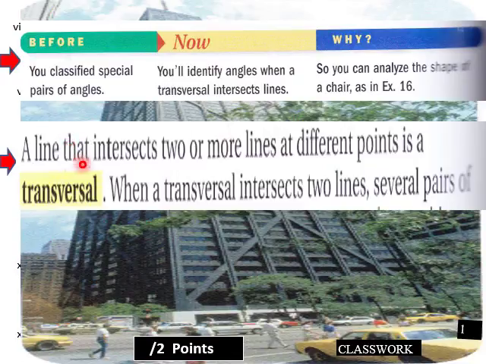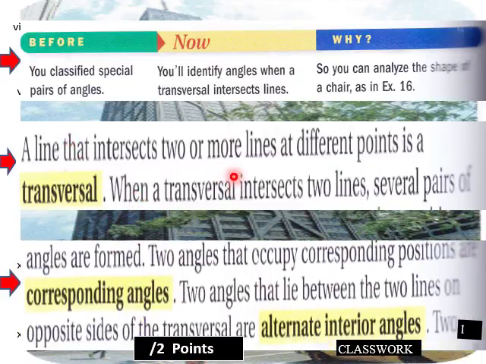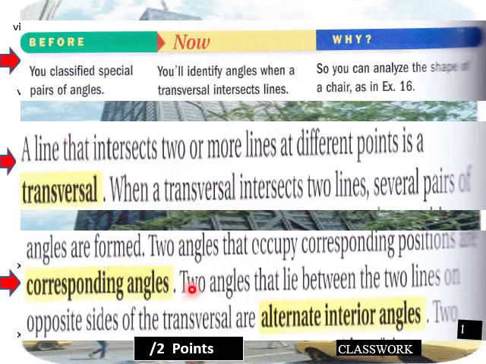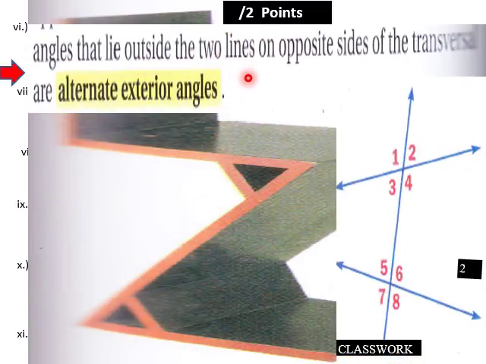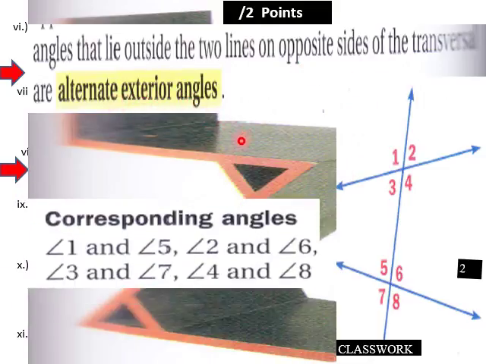When a transversal intersects two lines, several pairs of angles are formed. Two angles that occupy corresponding positions are corresponding angles. Two angles that lie between the two lines on opposite sides of the transversal are alternate interior angles. So this is good vocab here. And then two angles that lie outside the two lines on opposite sides of the transversal are alternate exterior angles.